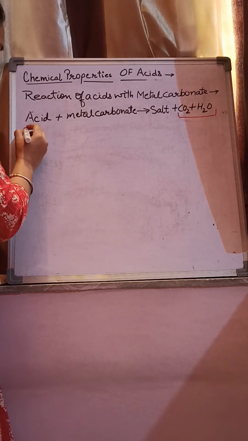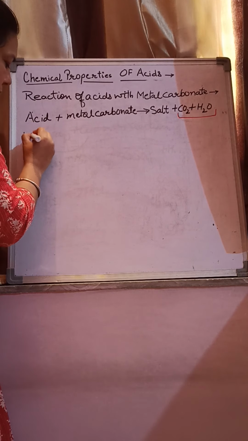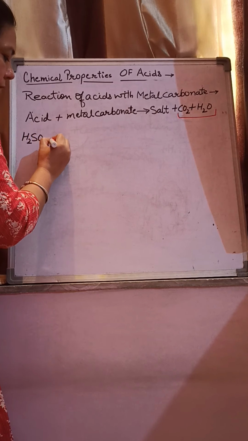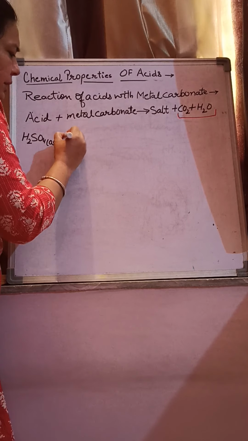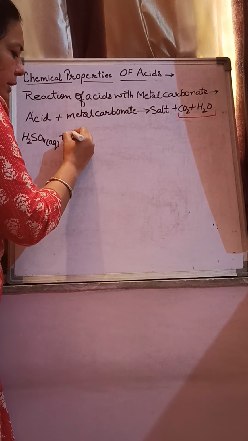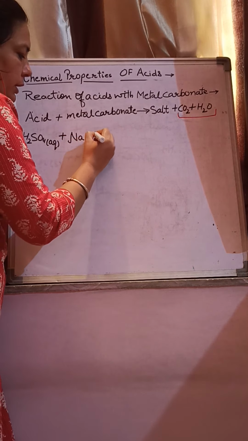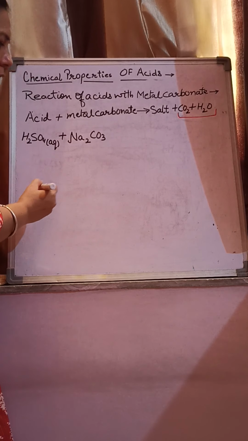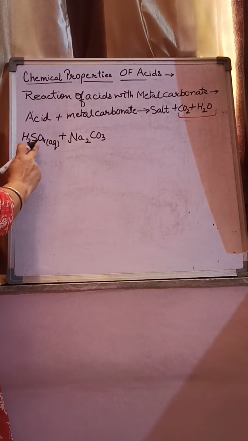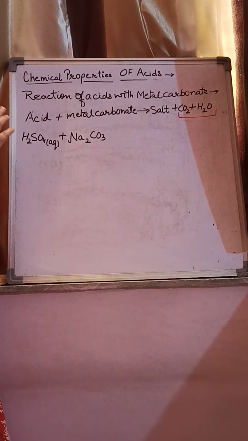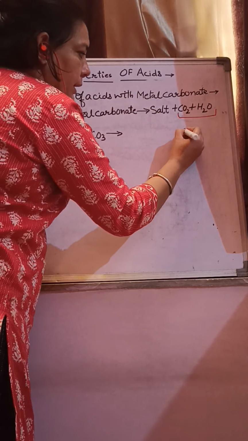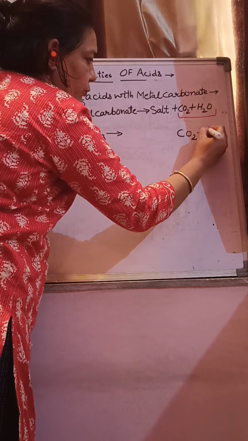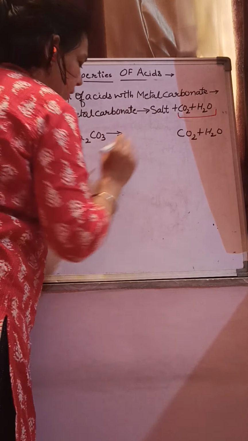First, I will take the acid, sulfuric acid, H2SO4. Again, we are supposed to take an aqueous solution of the acid. Metal carbonate, you can take any metal carbonate. Sodium carbonate, Na2CO3. When sodium carbonate reacts with sulfuric acid, what will happen? As I know, two products are common, carbon dioxide and water will be released.